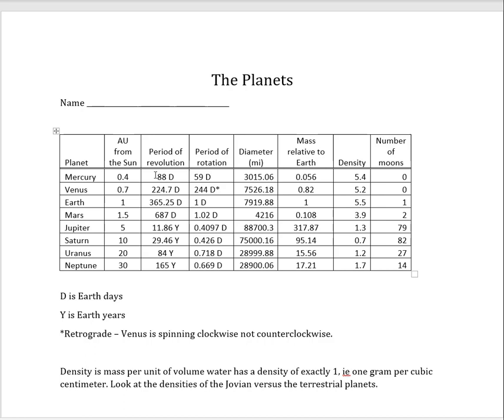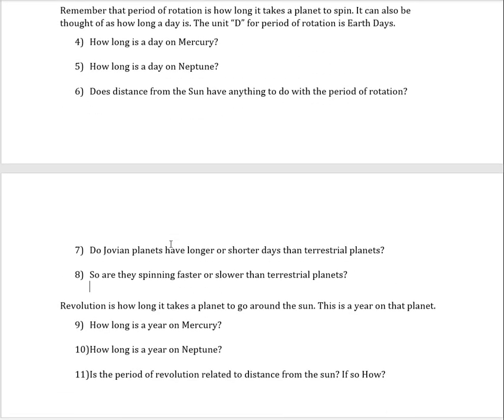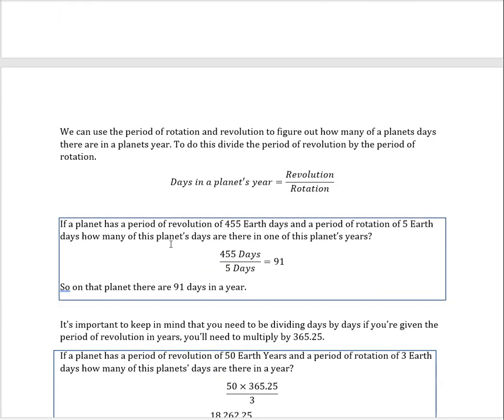So it takes Mercury 88 days to go around the sun. It takes Neptune 165 years to go around the sun. That's the period of revolution: how long to go around the sun in Earth days or years. But we might want to ask ourselves, if I live on, say, Mercury, how many days are in a year on Mercury? In other words, how many Mercury days are there in a Mercury year?